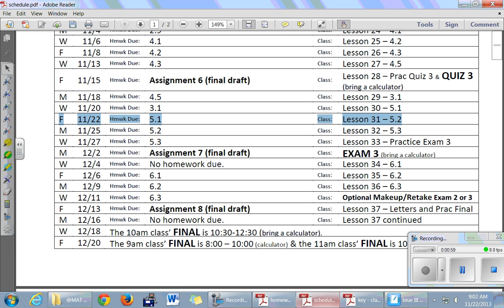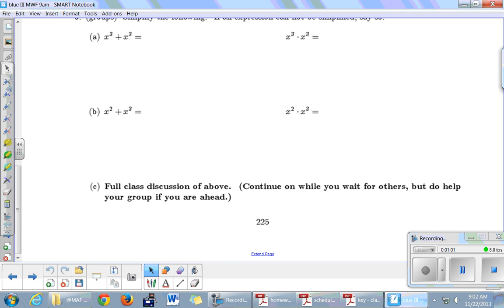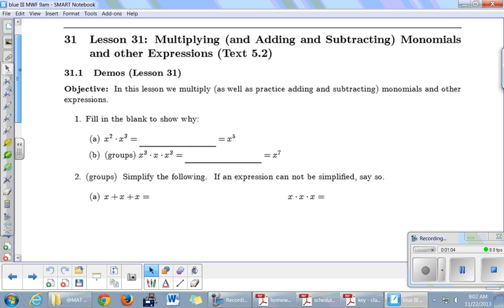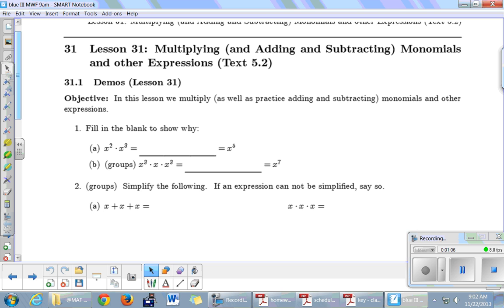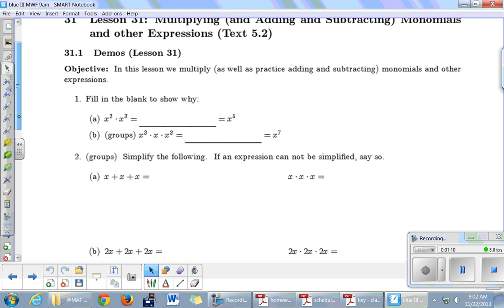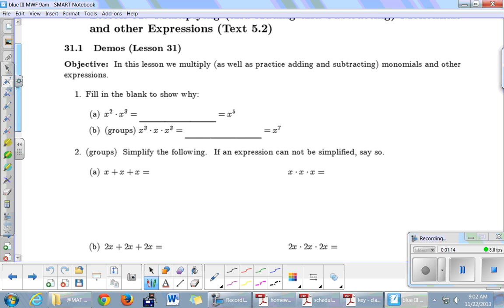All right, so again, we're here on page 225, and we'll start with Lauren. Okay, so let's give this first one a shot. We're going to fill in the blank to show why x squared times x cubed is apparently equal to x to the 5th. Okay, what does x squared really mean at its most fundamental? X times x. What does x cubed really mean? X times x times x.